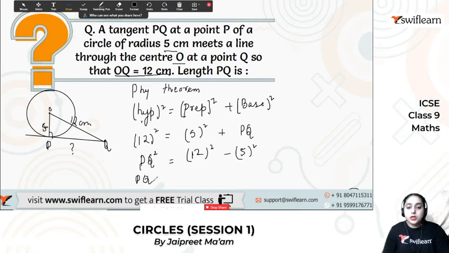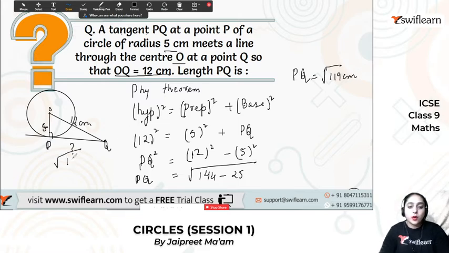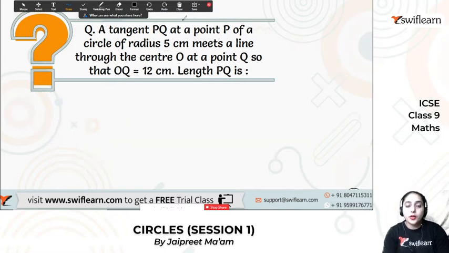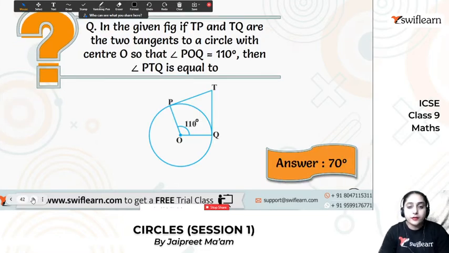So PQ now is equal to the square root of 144 minus 25, and now PQ is equal to square root of 119 centimeter. So we have found the unknown length PQ. Okay, so let's solve one more question. So our answer is correct. Okay, well done. And whosoever has answered in the comment box, good.